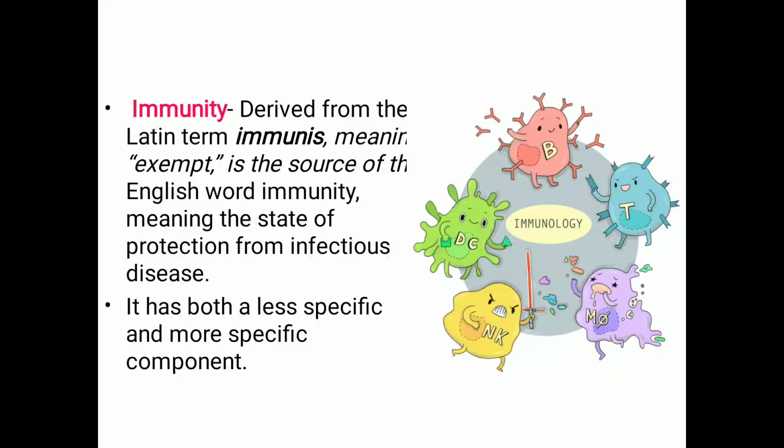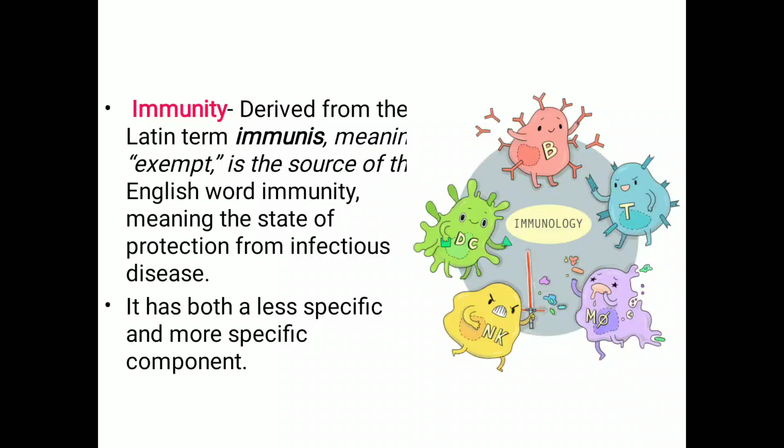Next, coming to immunity. Immunity is derived from the Latin term immunis, which means the state of protection from infectious disease. It has both a less specific and a more specific component. The less specific component is known as innate immunity and the more specific component is known as adaptive immunity. The innate immunity provides the first line of defense against infection.